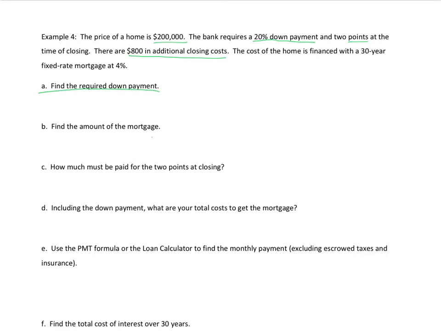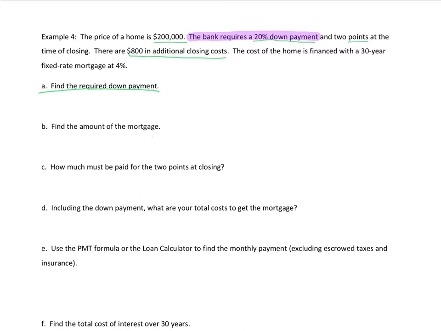So the down payment, I can talk about this for a second. The bank requires a 20% down payment. Now, most of the time, the 20% down payment is used to avoid also charging you what is known as private mortgage insurance. And that basically covers you so that if you don't make your house payments, or you go into default on your mortgage, this insurance covers you and will pay the bank.